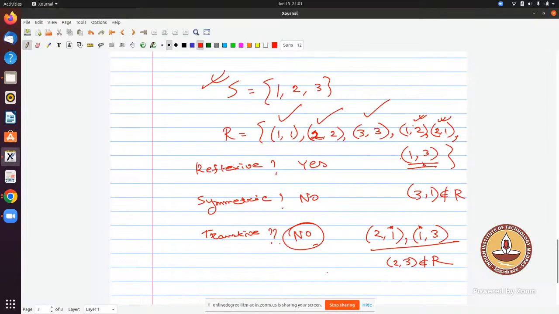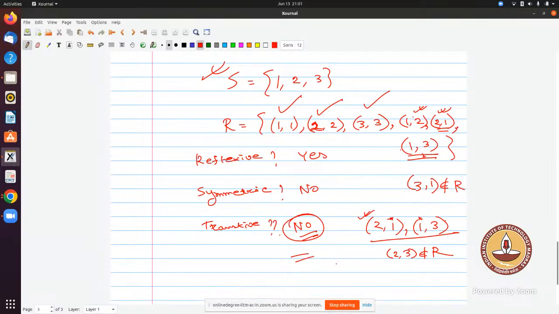Hello, sir. Is it clear? Sir, this is transitive, since 1 comma 3 comma 1 is not present. This is not transitive, no? Sir, why? 2 comma 1 is there, right? This is what I have said. 2 comma 1 and 1 comma 3 are there, right? So 2 comma 3 is not present, so it is not transitive. Okay. You have to be careful with this, right? Okay, great. So this is what we needed.